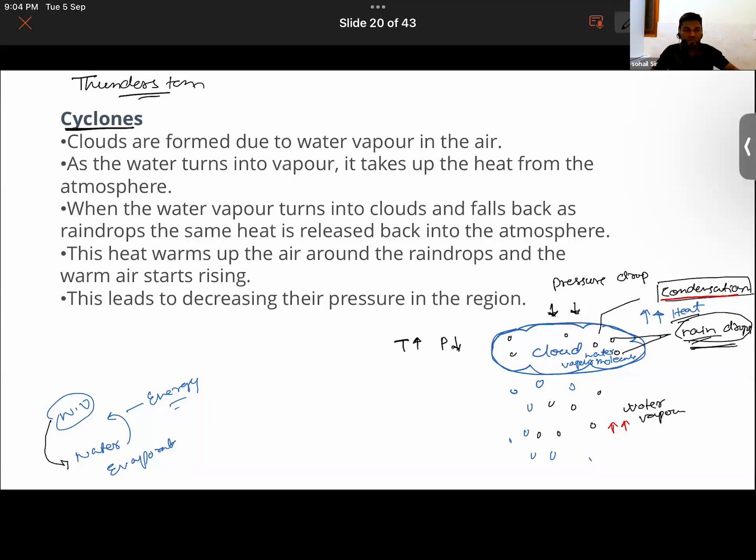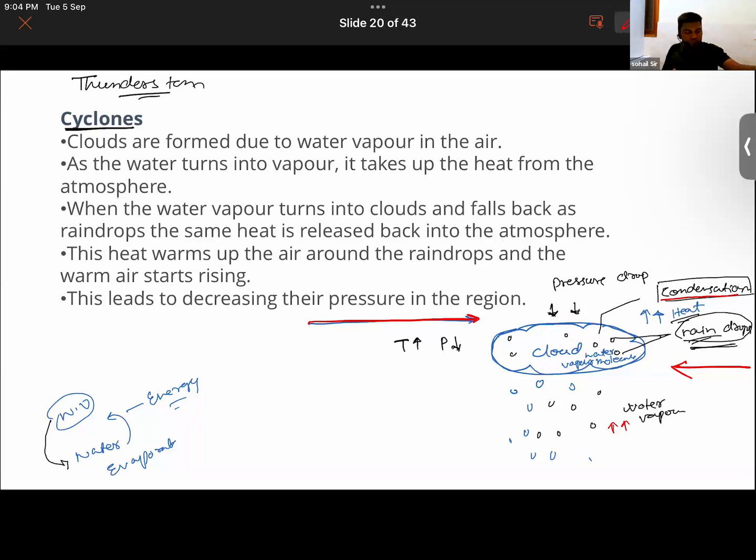Okay. So now, since the pressure has dropped, what will happen? It will cause the surrounding air to rush in towards the center. The air from this side and from this side will be rushing into the center. Why is it so? Because the surrounding air is cooler. It has more pressure, and there is always movement of air molecules from a region of higher pressure to a region of lower pressure.